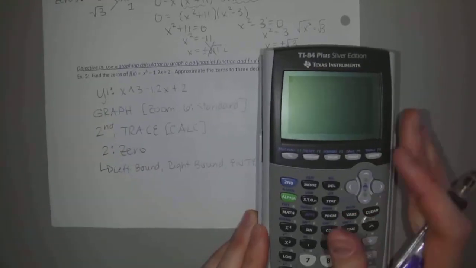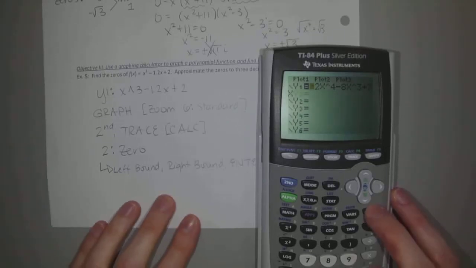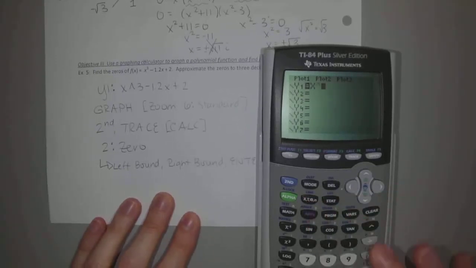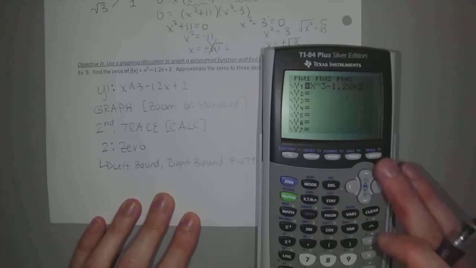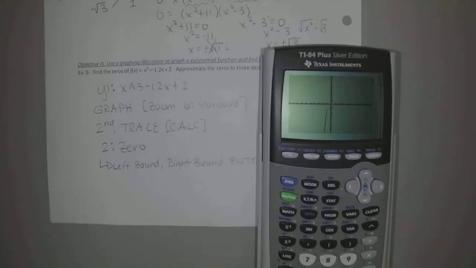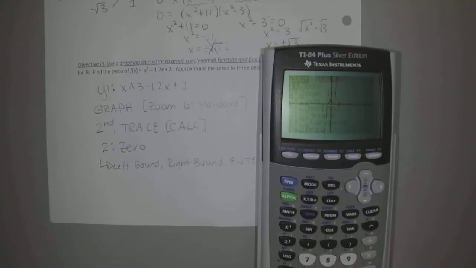We're going to go to our y equals feature right here, and we're going to type in our function. So I'm going to clear this out, and I'm going to do x to the third minus 1.2x plus 2. I'm going to hit graph. Okay, so notice my graph, it's kind of small. So I'm going to hit zoom standard, which is 6, just to make sure it's the standard graph, and it might not have changed anything. It zoomed it in a little bit for me, okay?